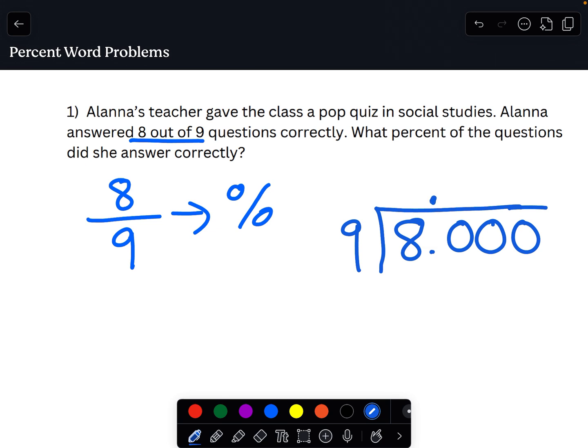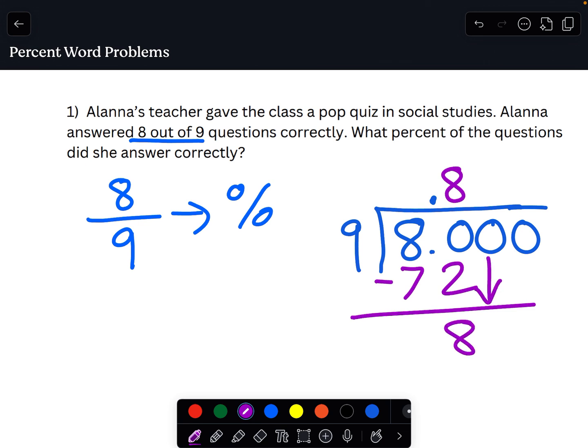Let's get to it. I'm going to divide 8.000 by 9. How many times does 9 go into 8? It can't. Now we ignore the decimal when we're doing this part of the long division. We say, how many times does 9 go into 80? Well, 9 goes into 80 8 times. Now we do the next step. 9 times 8 is 72. Then we subtract, we get 8, bring down, we get 80.